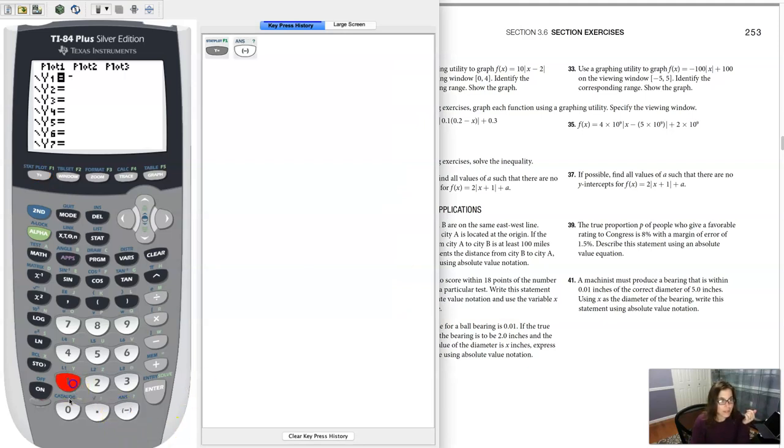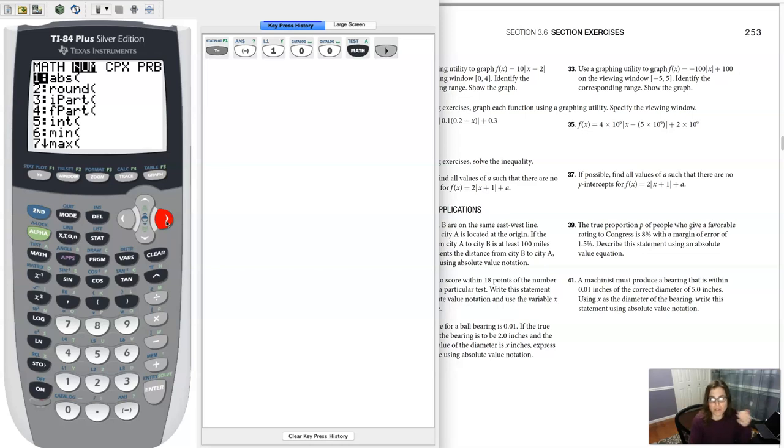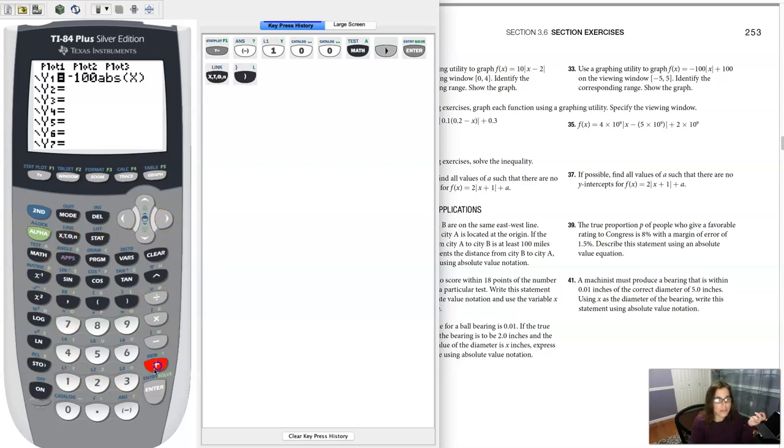So I've got negative 100. And to do the absolute value function, hit your math key. It's two below the second key, the blue key. Scroll right by one, get to your number drop-down menu, and that first option is your absolute value function. So we just have the absolute value of x in there. Great. Let me close that parentheses and then add 100 to it.